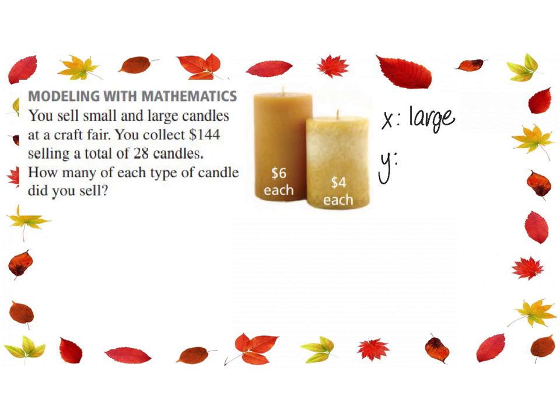So that means Y would have to be small. And to label these, the smalls are $4, the largest $6. So we're looking at two different things, a total of $144 and a total of 28 candles. Anybody want to take a guess at what one of those equations could be? Go ahead, Emma.